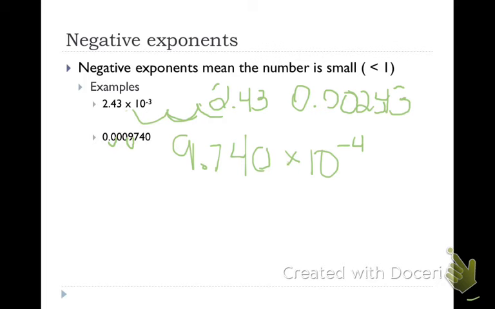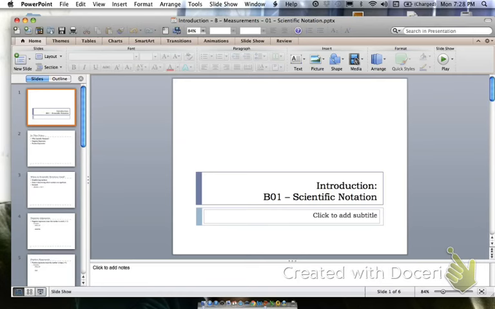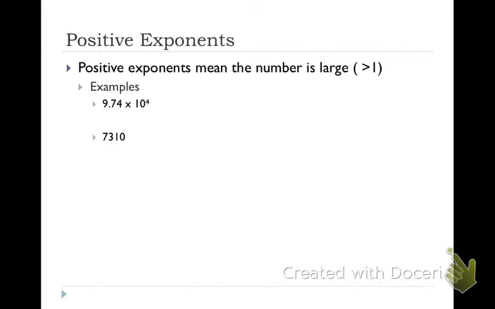The next one we're dealing with is positive exponents, which give numbers greater than 1. So we have 9.74 times 10 to the 4th. We're going to move that decimal place over to the right 4 spots. 1, 2, 3, 4. So we have 974, and then we have 2 more placeholders. So our number is 97,400.